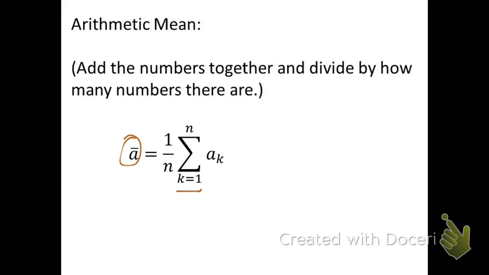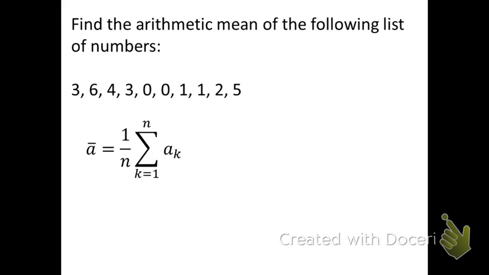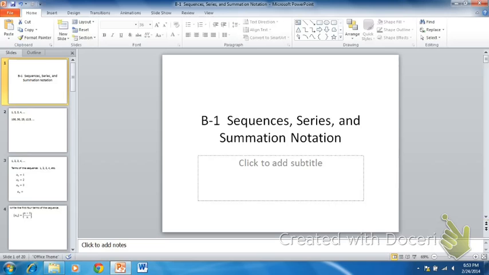So we have the sum of all of our terms, from k equals 1 to n of all of our terms. And then we divide it by how many numbers there are. So multiplying by 1 over n is the same as dividing by n. So that's just finding the average, but we're writing it in summation notation. So let's look at this one here. If we want to find the arithmetic mean of the following list of numbers, really we're just finding the average that we always find.